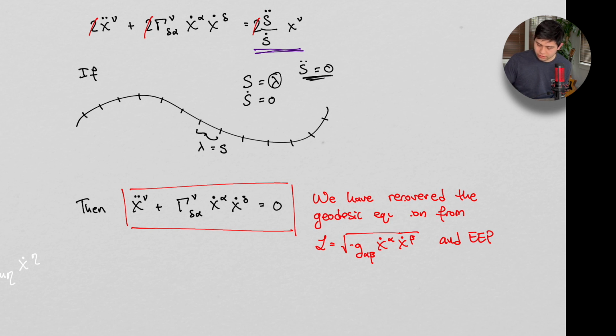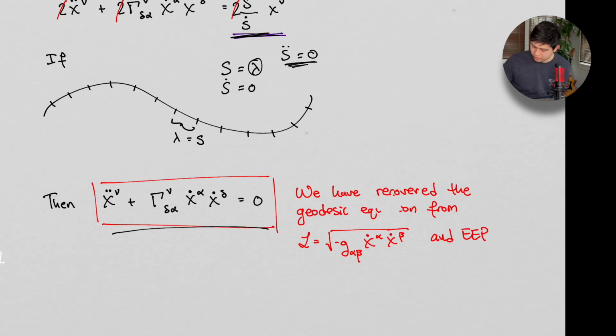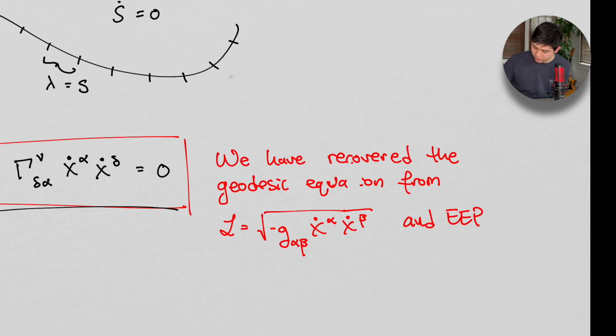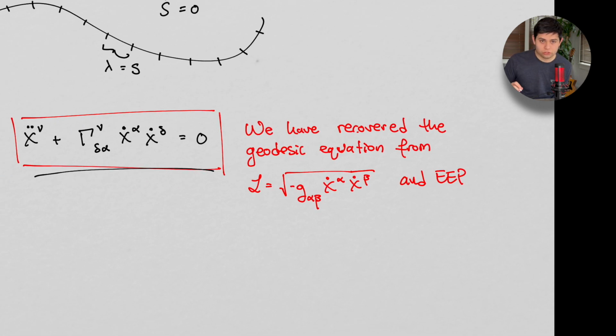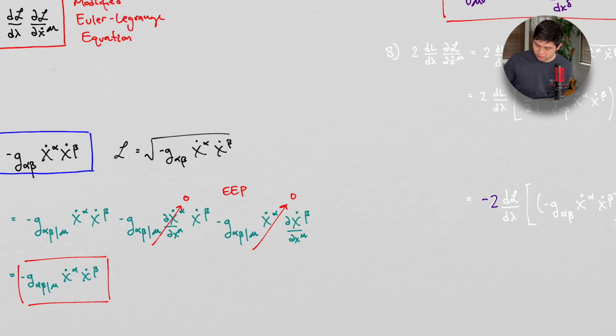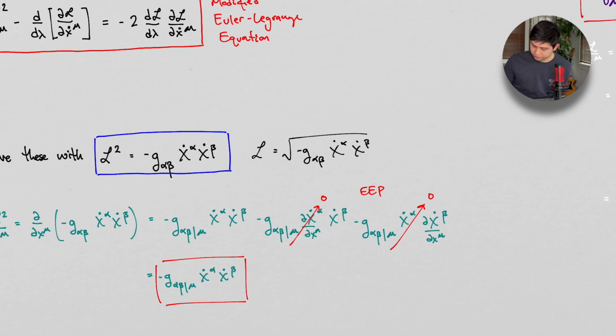So since this side is 0, then we get the geodesic equation. So we recovered the geodesic equation from this guy here, and we invoked a little bit of the Einstein equivalence principle when we talked over here about these guys. All right.